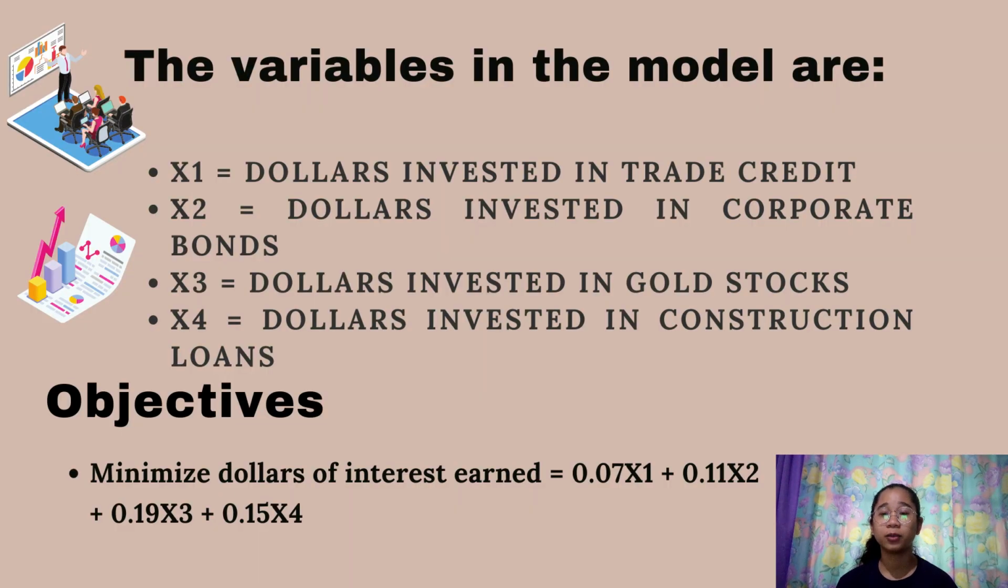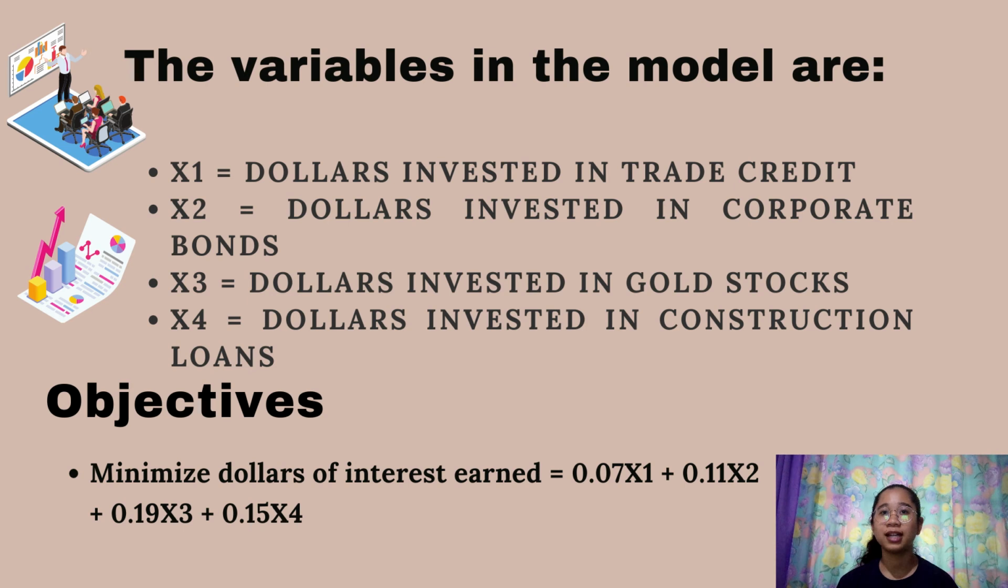Here are the variables that will be used: X sub 1 as the dollars invested in trade credit, X sub 2 as the dollars invested in corporate bonds, X sub 3 as the dollars invested in gold stocks, and X sub 4 as the dollars invested in construction loans.